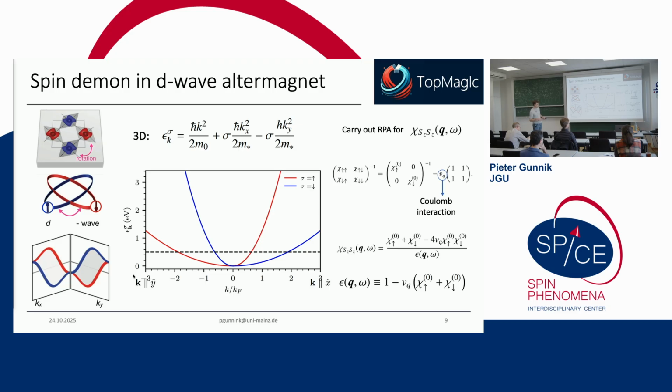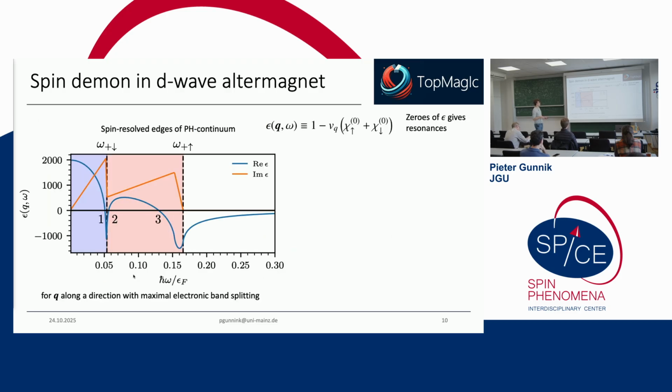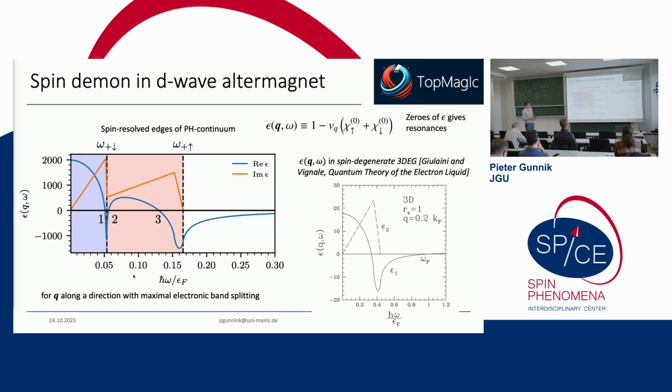So we're going to first analyze this dielectric function, and this, of course, we can fully calculate for a D-wave altermagnet. And so I'm going to walk you a little bit through the dielectric function, because I think it's a very neat thing, and you might even remember this from your very long-ago classes, that in a spin-degenerate three-dimensional electron gas, the dielectric function looks like this.